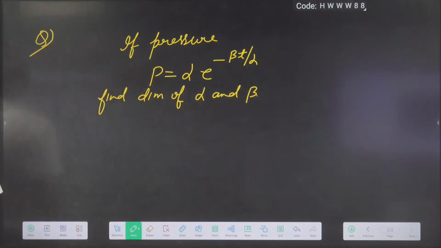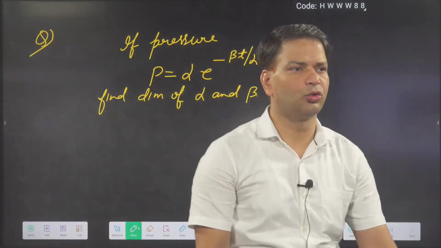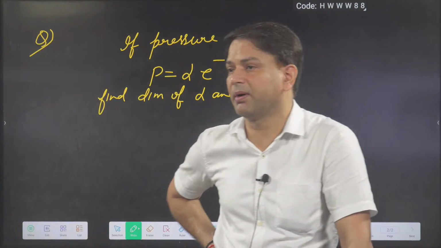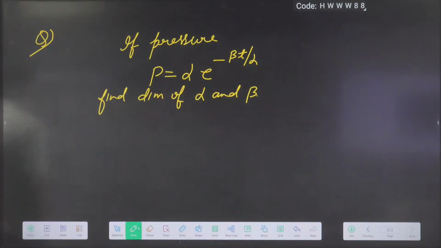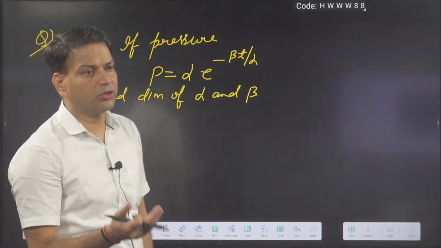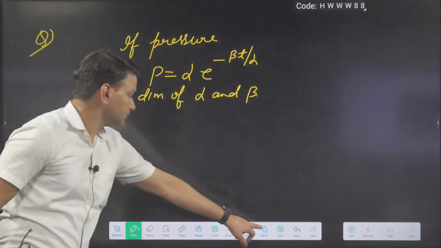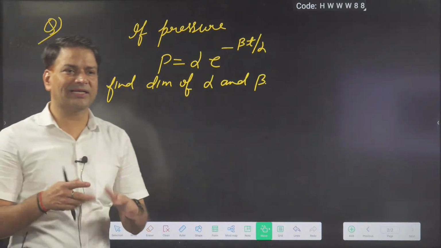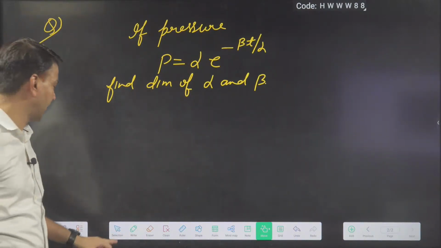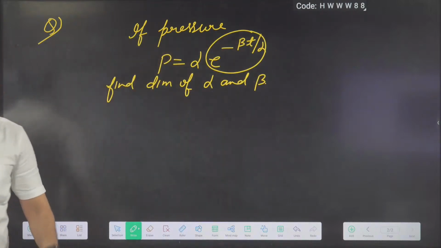Suppose I give the equation pressure P, I am writing as alpha into e to the power minus beta T by alpha. Pressure P is equal to alpha into e to the power minus beta T by alpha. And I am asking what is the dimension of alpha and beta. Okay. So here, e to the power x. E to the power x, e to the power anything, is dimensionless. If it is dimensionless, then I can say what?